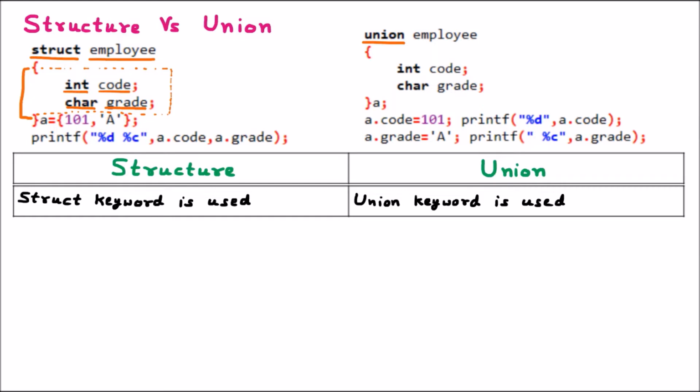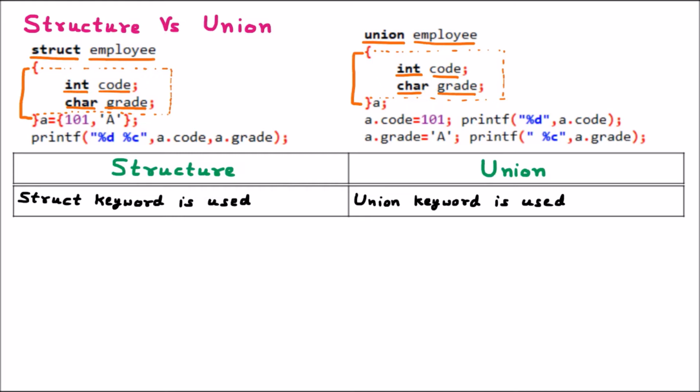In the same manner, we have the union, where we have the name, that is employee, and afterward we have the body of the union. Inside the body, we have two elements. The first element is int code. That means it is a variable code of integer type. And the second one is char grade. So grade is a variable of character type. So this is also called the definition of union.